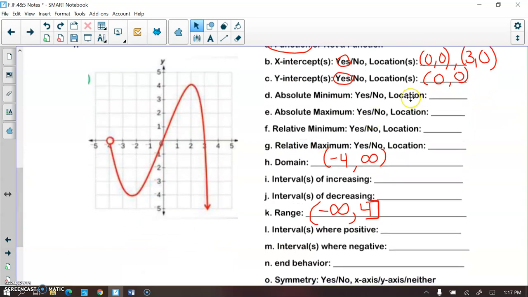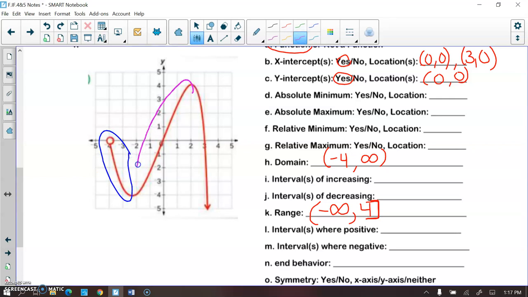So I'm going to have 3 sections on this graph. My first section is this one here till I hit a low spot. My next section is in between the low and the high spot. And my last section is the high spot to the end of the graph.